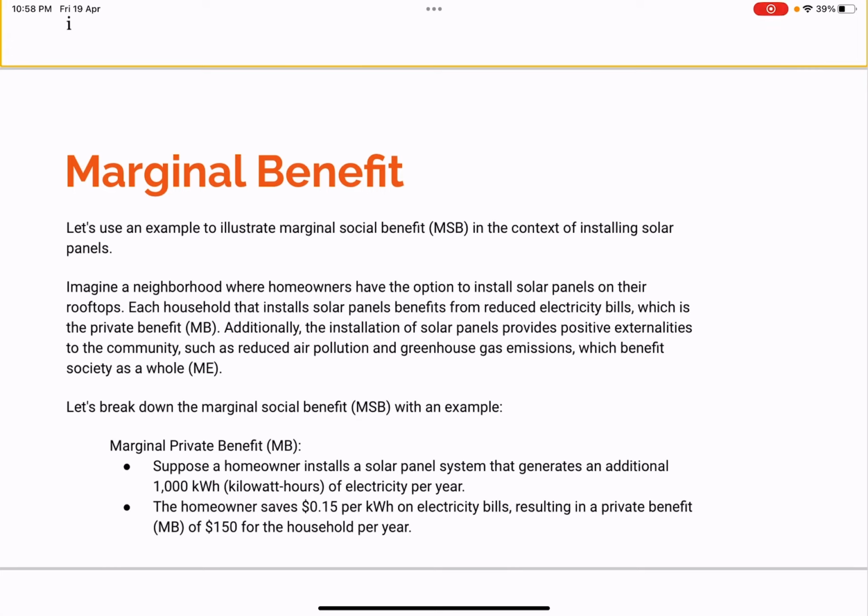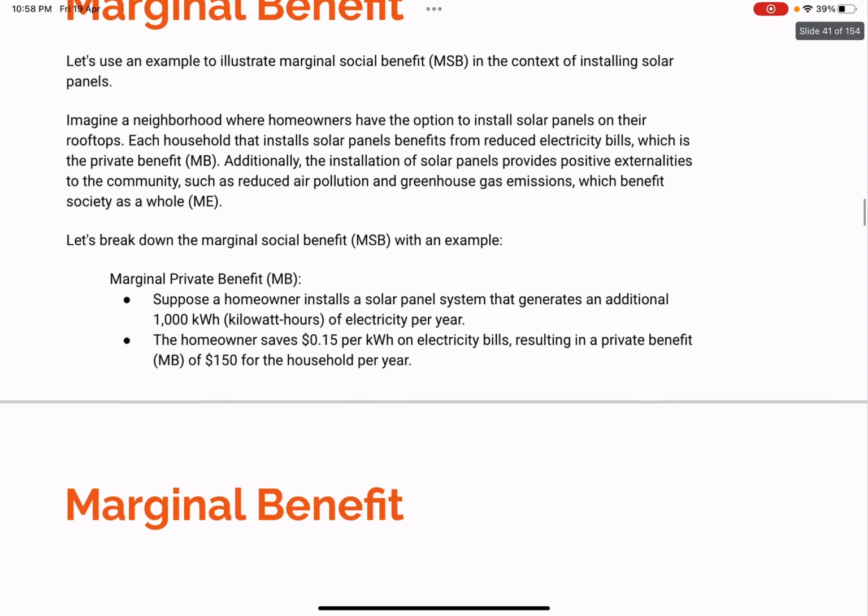Now, how much would he save? The family would save $0.15 per kWh into 1,000. So if you multiply 0.15 with 1,000, you would get $150. And that saving is his own saving. So that becomes the private benefit. So the private benefit to the homeowner is $150. Now, what about the social benefit?